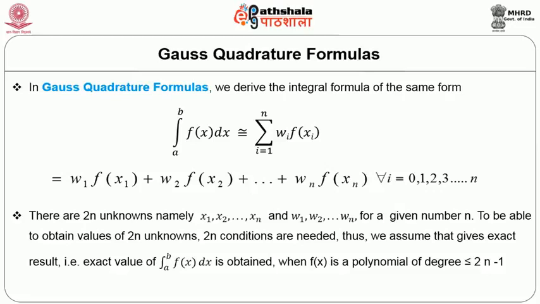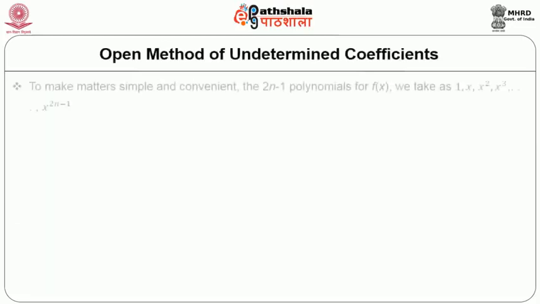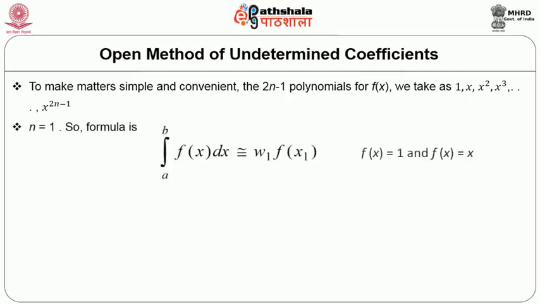Let us take the simplest case when n is equal to 1. Now for simplicity, instead of taking f(x) to be a general polynomial of degree 1, 2, 3 and so on, we will assume this for our convenience of calculation. These formulas give us correct result when the function is 1, x, x square, x cube and so on up to x raised to 2n minus 1. Now let us take the case n equal to 1.